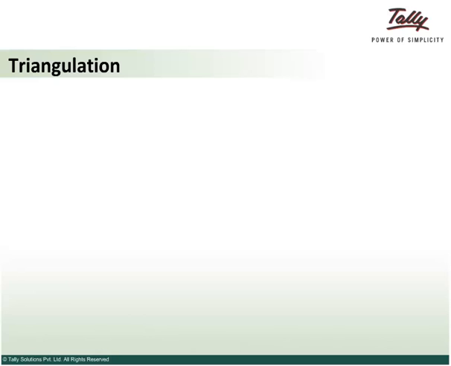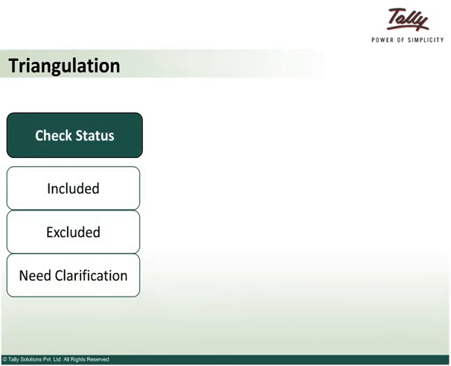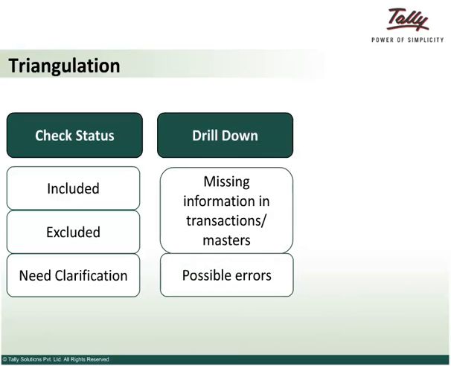Now let us see the powerful capability of triangulation. Check status. In Release 5.0, the VAT report form VAT 100 has been designed in such a way that the user can identify transactions included for generating the VAT return, transactions excluded because they are not relevant, and transactions about which Tally is uncertain as to what to do, because there is missing information or possible errors. This concept is called triangulation because of these three aspects.